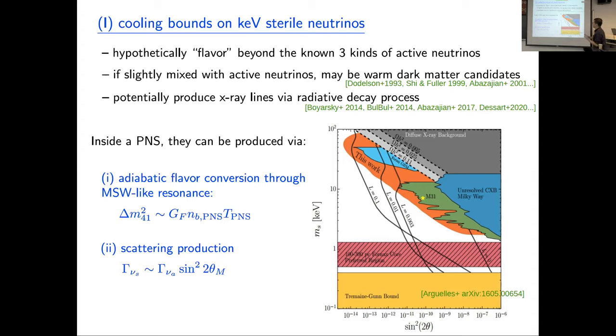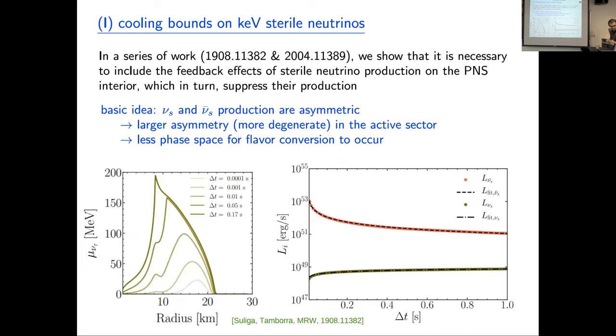So those kind of production mechanisms have been used together with Raffelt's criterion by some people like Argüelles et al. in 2016, to say that if such a neutrino should exist, then the supernova Raffelt's bound should be able to exclude the parameter range enclosed by this orange shaded region. However, what we found is that when people apply Raffelt's bound to the cooling and use the supernova cooling constraint to constrain the sterile neutrino, one important aspect was missing.